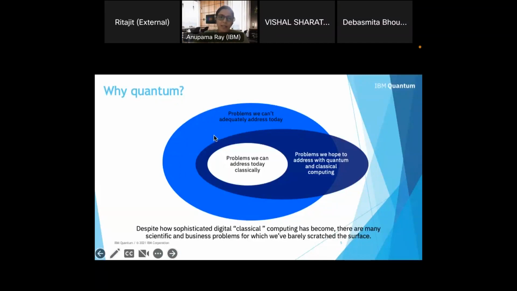And even in the sky blue area, there are problems like factorizing large numbers, right, or simulating complex molecules, and some optimization problems are also in this space.